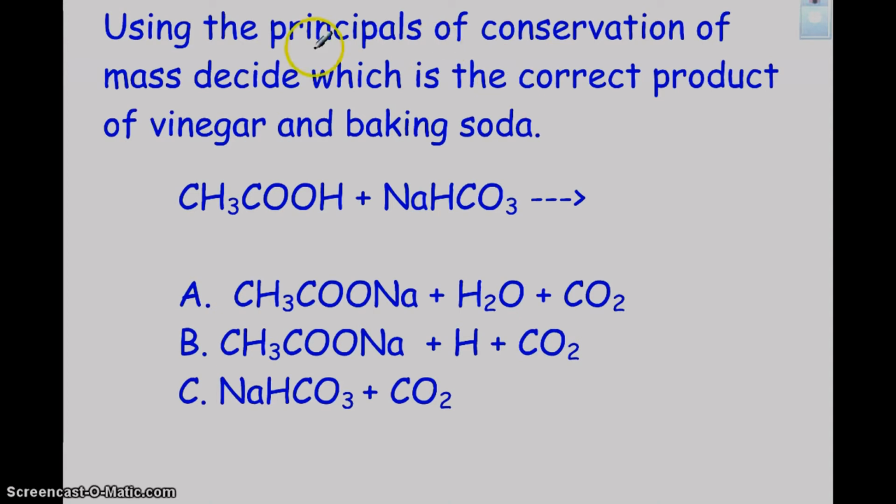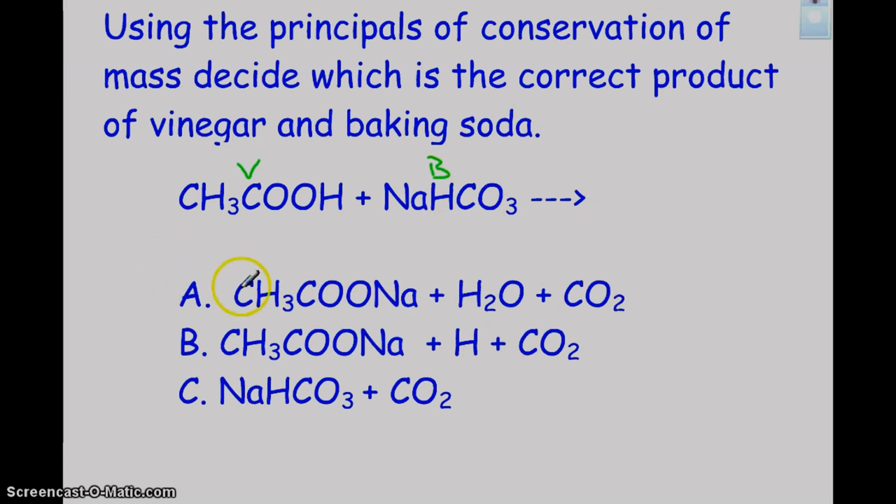Okay, last one. So this would be a level 4. Using the principles of conservation of mass, decide which is the correct product of vinegar and baking soda. Okay, so here this is the molecular formula for vinegar, and this is the molecular formula for baking soda. When we combine these two, what would you get? Would you get the chemical formula in A? Would you get the chemical formula in B? Or would you get the chemical formula in C? See if you can pause the video and figure it out.